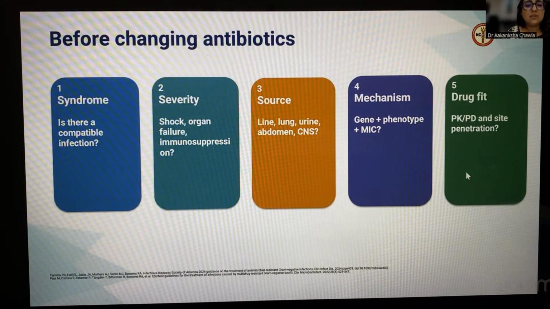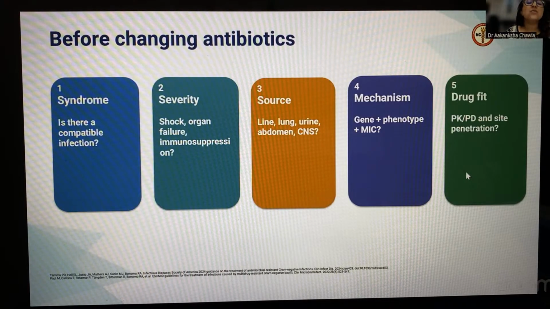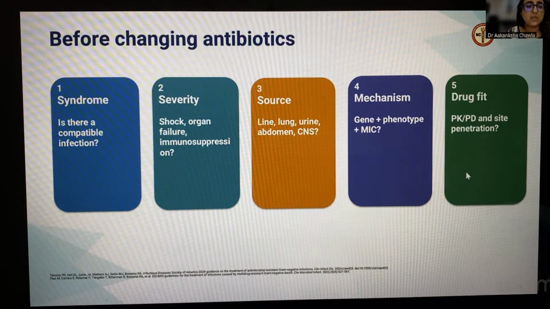So you have understood the Ambler classification and you've seen the genes. Before that, you've chosen an antibiotic, you started the patient on certain antibiotics, and you're not getting a response. So don't just jump on to changing the antibiotic because your sensitivity report is telling you that this is another one which is possible. Recheck the syndrome. Look, is there a compatible infection? How severe is the infection? Is your patient stable or is he in shock?